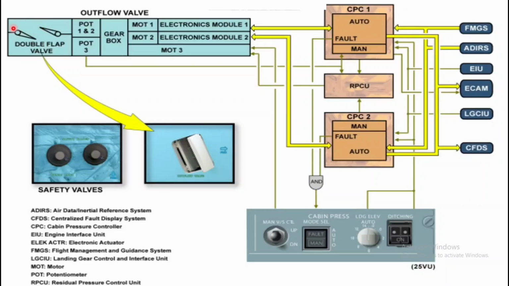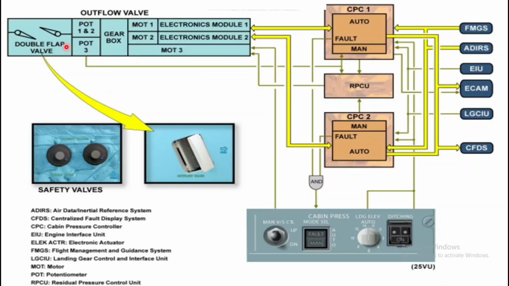Automatic operation of the outflow valve is by the two electronic motors, motor 1 and motor 2. You can see there is module 1, module 2, motor 1, motor 2. Electronic module 2 is controlled by the CPC2, and module 1 is controlled by CPC1. If you go further, there are two electronic actuators interfacing with the controller. A pressure switch, which only operates in automatic mode, is installed on each electronic actuator. There is an actuator and there is a pressure switch on that.